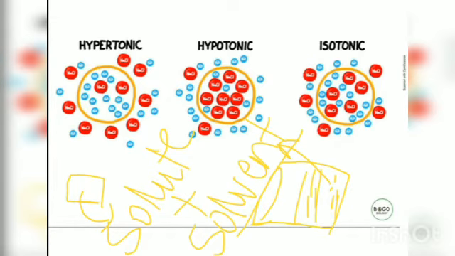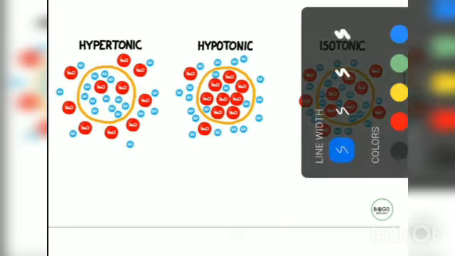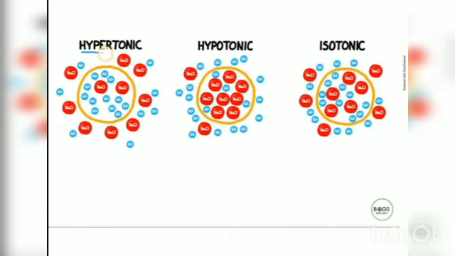Now, on the basis of the concentration of solute in a given solution, you can categorize the solution into three different types. These are hypertonic solution, hypotonic solution, and isotonic solution. Hyper means higher. Remember, hyper means higher. That means the solution in which there is a higher concentration of solute than the solvent. At that time we can say that this solution is a hypertonic solution.